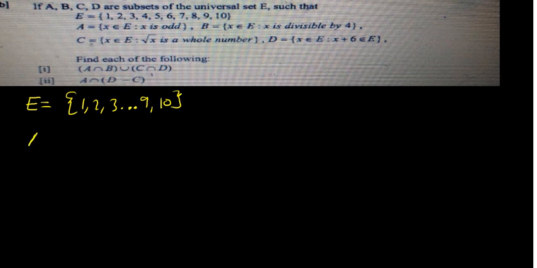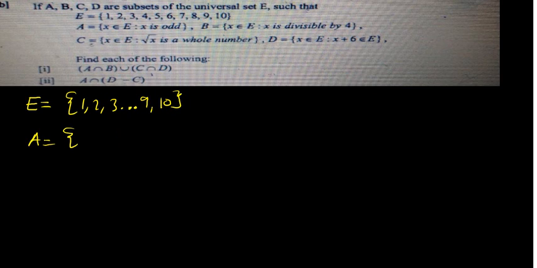And then the set A, what have they told us? X is a member of E. So that means X is a member of the universal set such that X is odd. Now, what odd numbers are in this set? Or let me say, what are odd numbers? Odd numbers are numbers that are only divisible by one and themselves. That is it. Of course, if we say only divisible by 1 and itself, that would be a prime number.